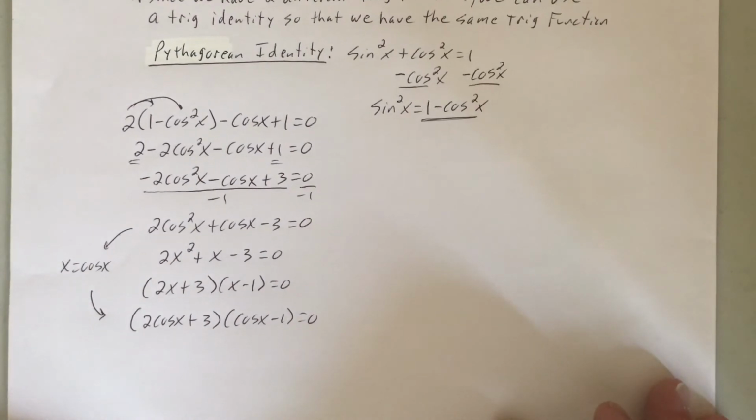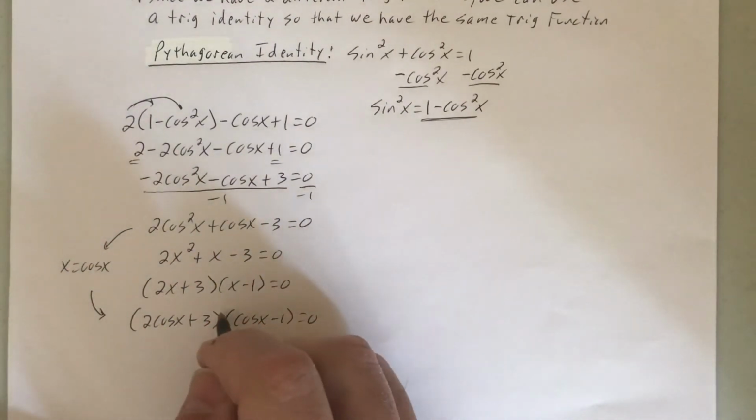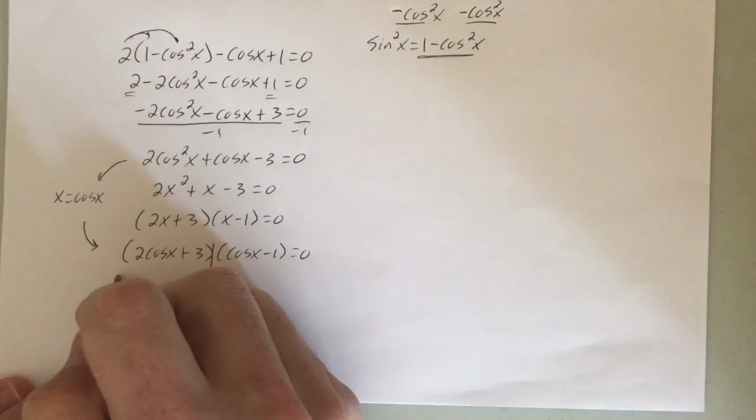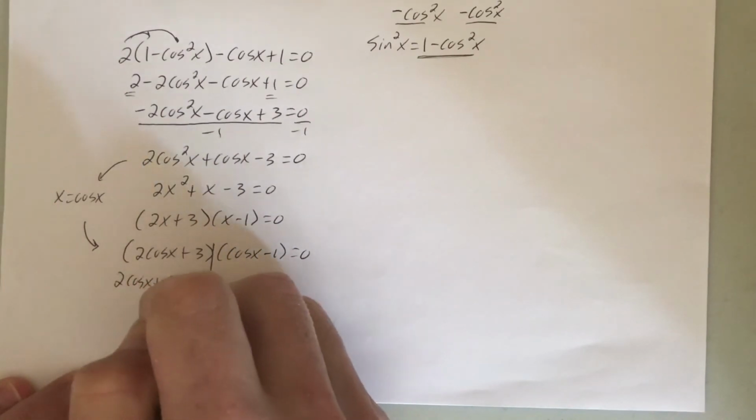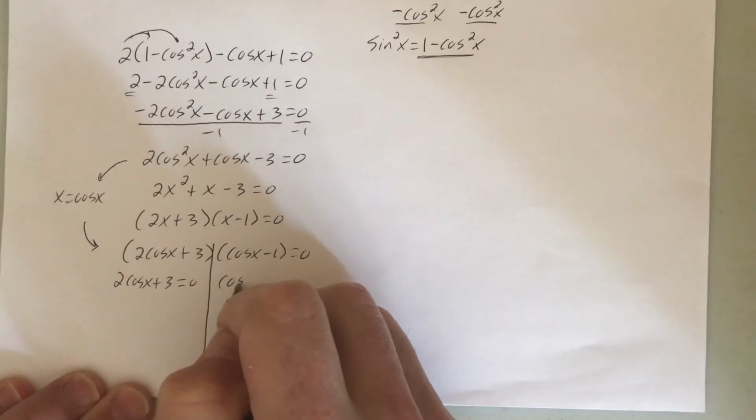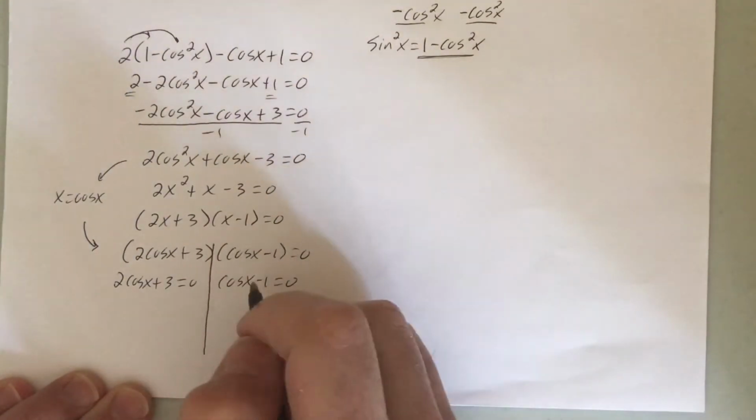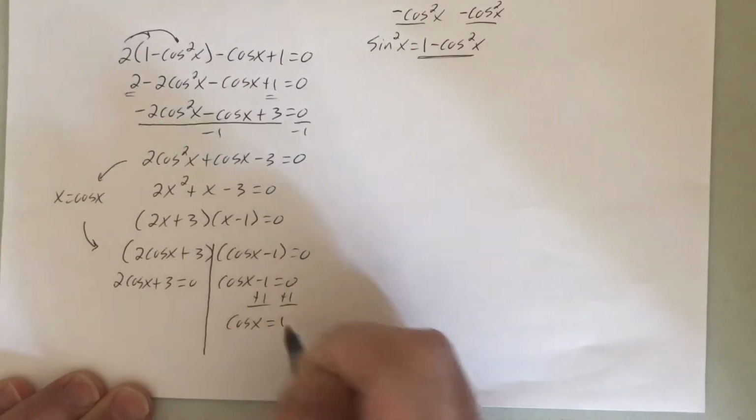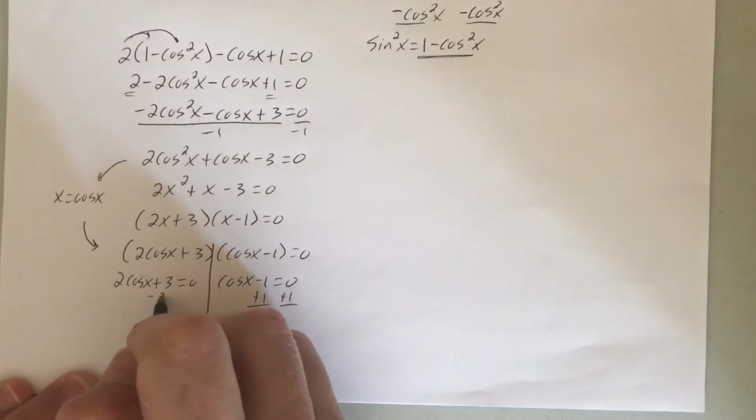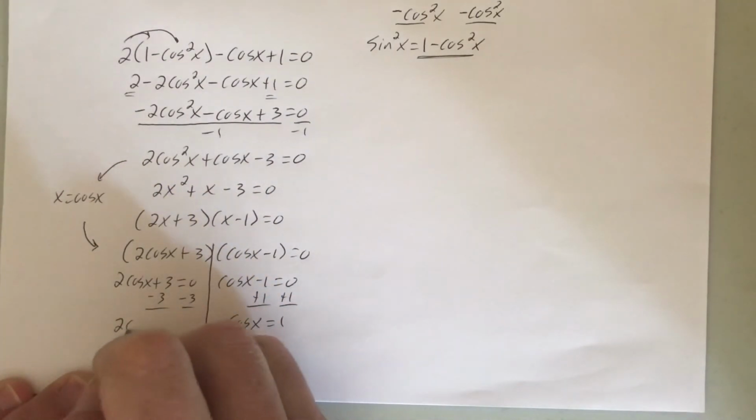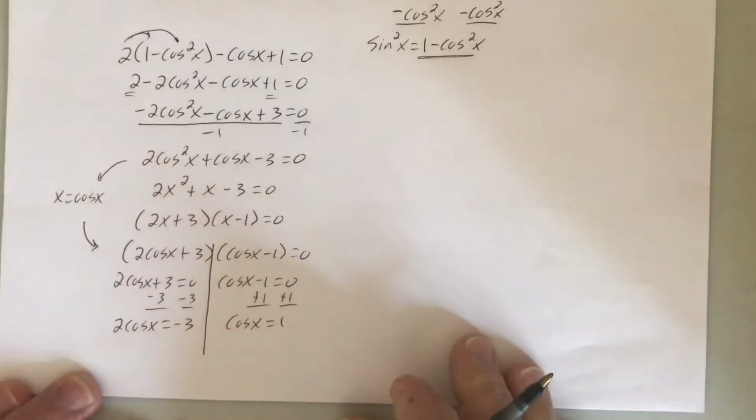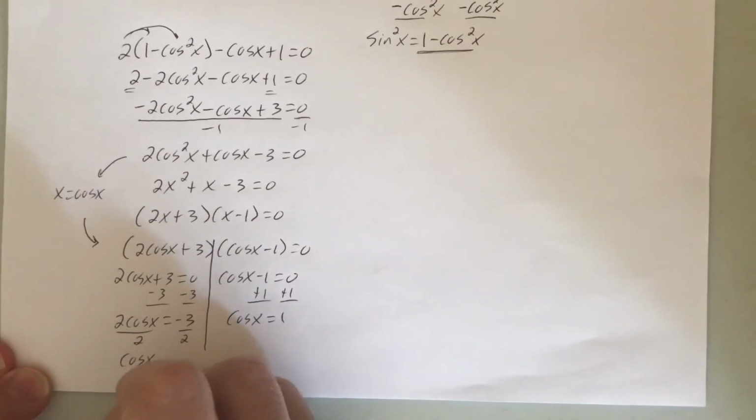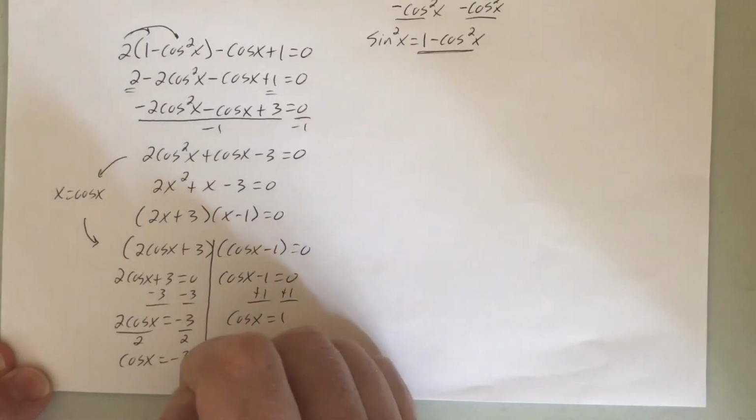So I'm going to go ahead and set them both equal to 0 and solve them. Bring this up a little bit. So I have 2 cosine x plus 3 is equal to 0, and cosine x minus 1 is equal to 0. For this one, I just add 1, and I get cosine x is equal to 1. And then here, subtract 3. So I get 2 cosine x is equal to negative 3, and then divide by 2, and I get cosine x is equal to negative 3 over 2.